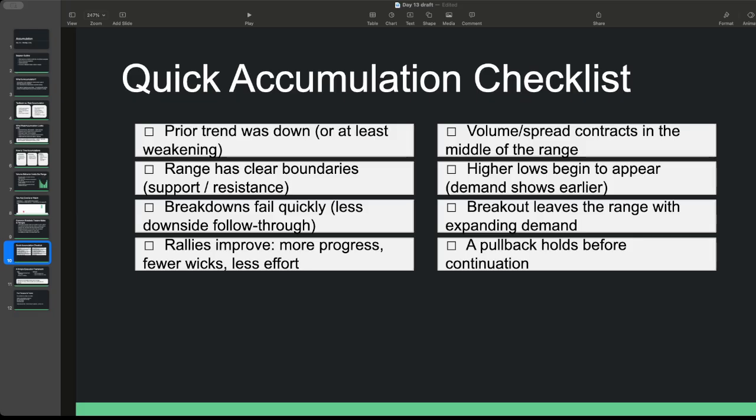Rallies begin to improve, right? You're seeing more progress, fewer wicks to the upside. It's more so price action making higher highs and higher lows, right? And it's starting to reclaim a lot of its moving averages and start to flip them as support.